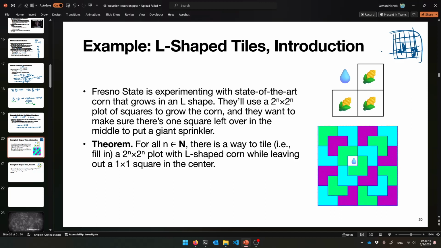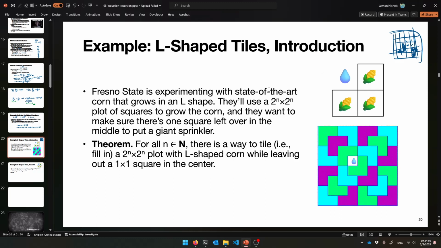You can orient them any way, but that's how they get to grow. They want to fill in their 2^n by 2^n plot with corn, and they also want to leave a square out in the middle for a sprinkler. That's where they're going to put it, in the middle, because then you can make it circular, and it can sprinkle water on everybody.